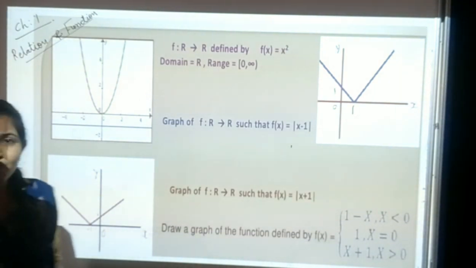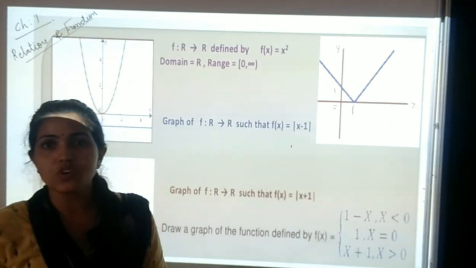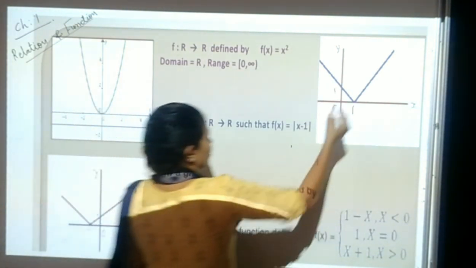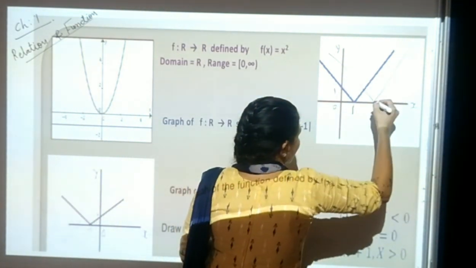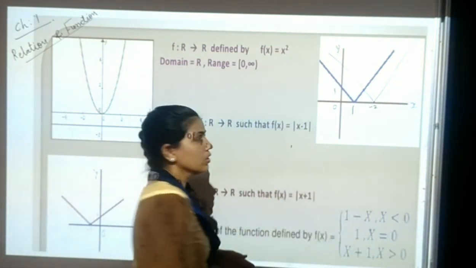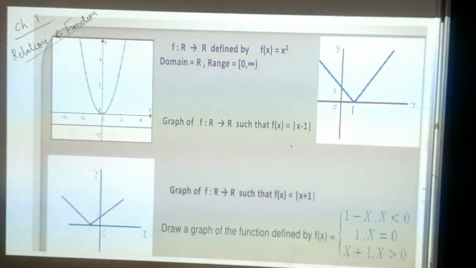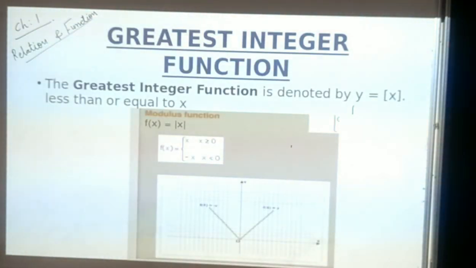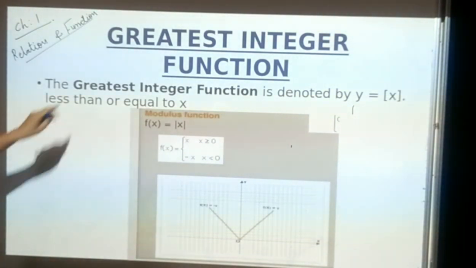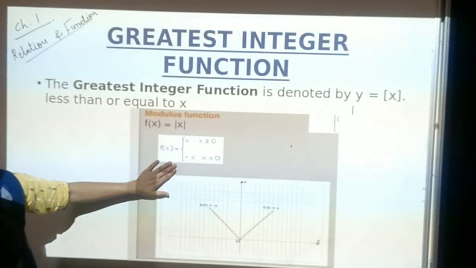If we draw the graph of modulus of x minus 2, then your graph will intersect at 2. So further, let me see the next graph. Next is the greatest integer function. So this is the extra we have. This is the modulus function.